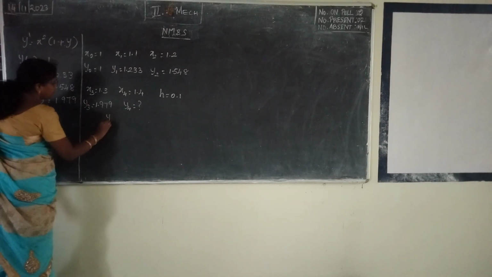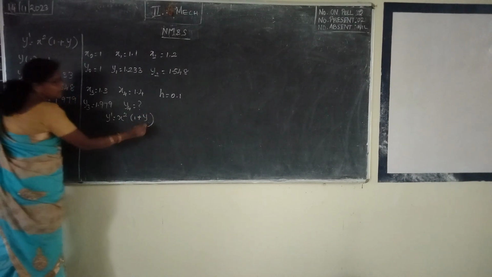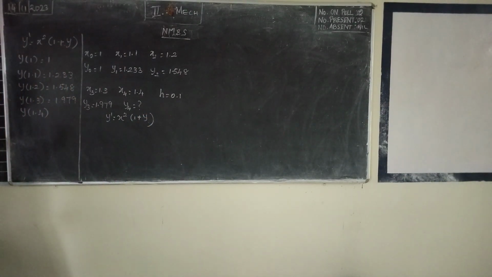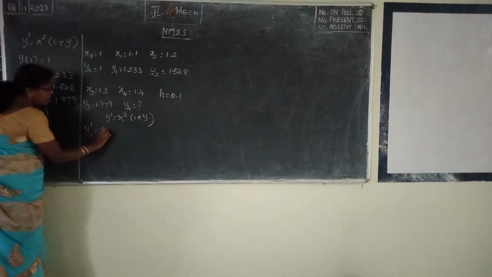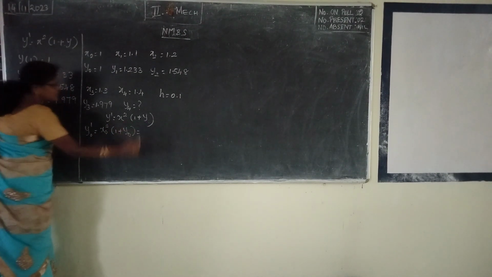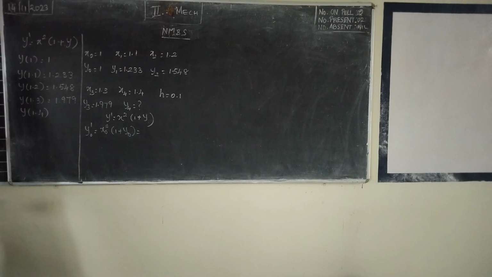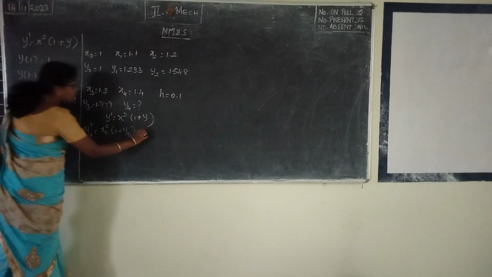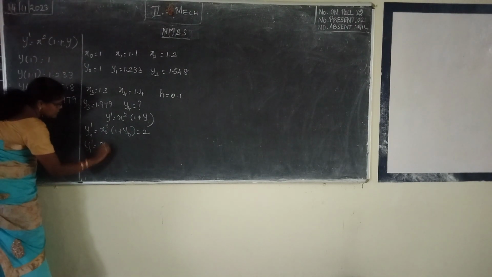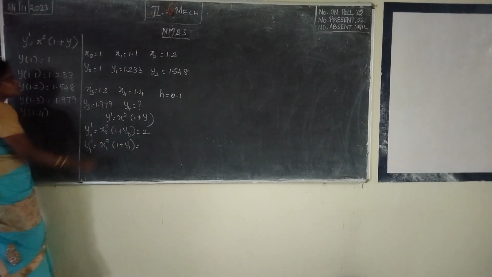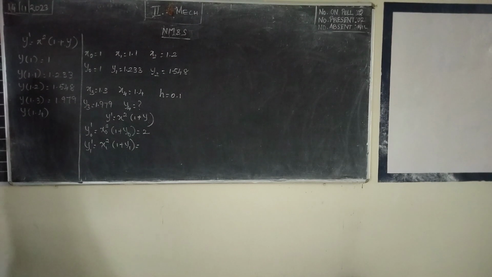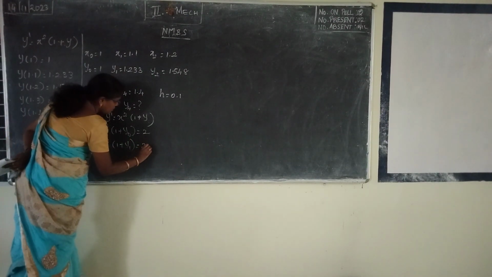So what is y dash given to be? x square into 1 plus y. You have four values, starting from y0 to y3. So find y0 dash: x0 square into 1 plus y0. Substitute x0 value 1, y0 is also 1. Next, y1 dash, x1 square into 1 plus y1. So x1 is 1.1, y1 is 1.233, giving 2.701.